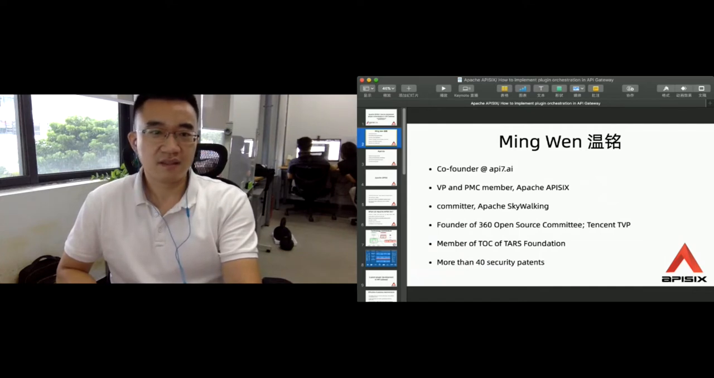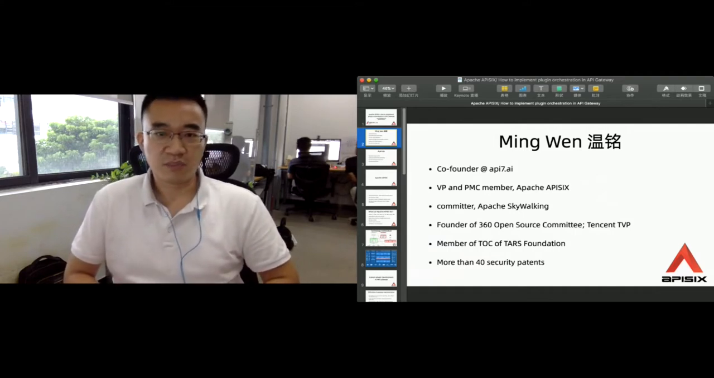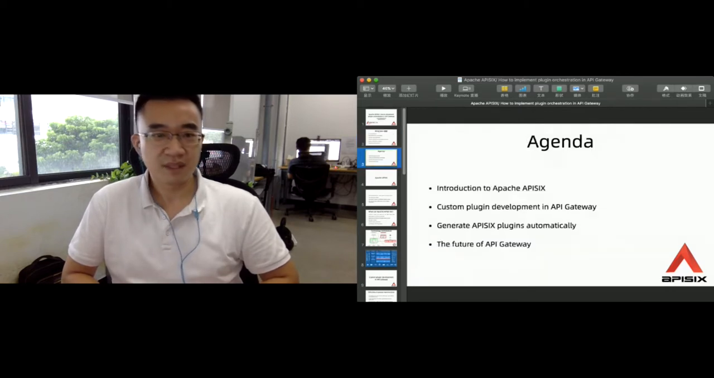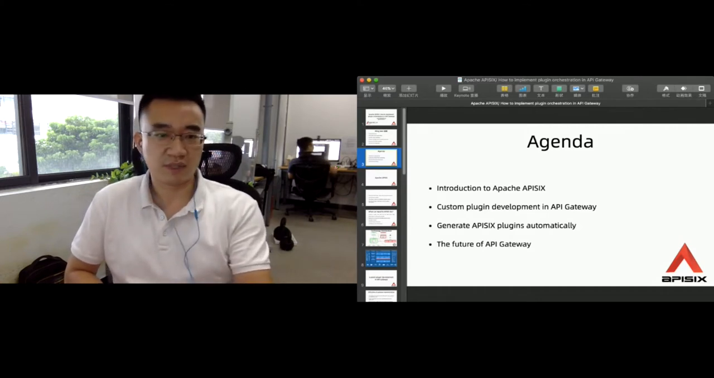Okay, in today's topic, I will introduce four parts. First, a brief introduction of Apache APISIX: what is Apache APISIX and what can it help us to deal with? The second part is custom development in the API gateway. The third part is the plugin in Apache APISIX: how can we orchestrate plugins in Apache APISIX? And the last part is some thoughts on the future of API gateway.